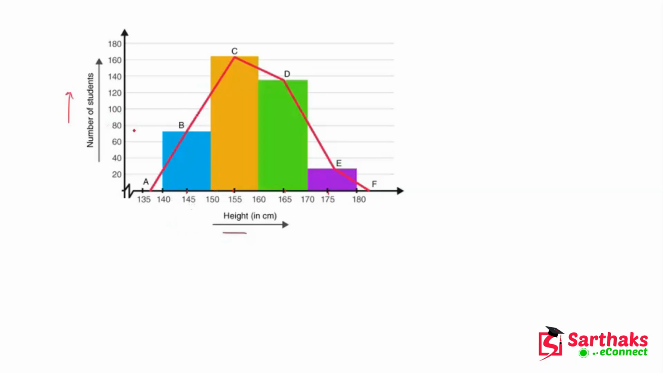Got it? So we have to plot the midpoints of these rectangles. These are the class marks. I hope you get this point. Now we have to join these points, and so we get a frequency polygon. I hope my dear friend you understand these things. So now let's move on to the next question.